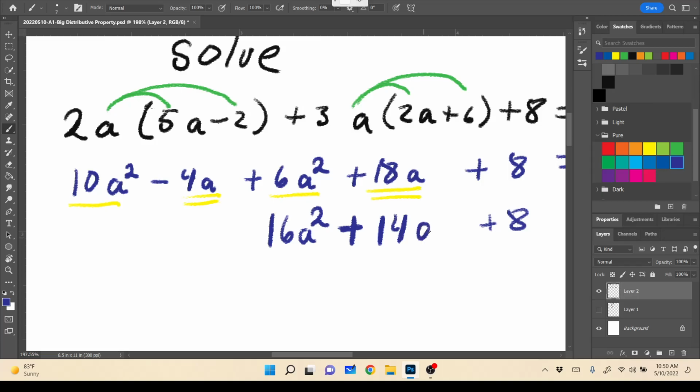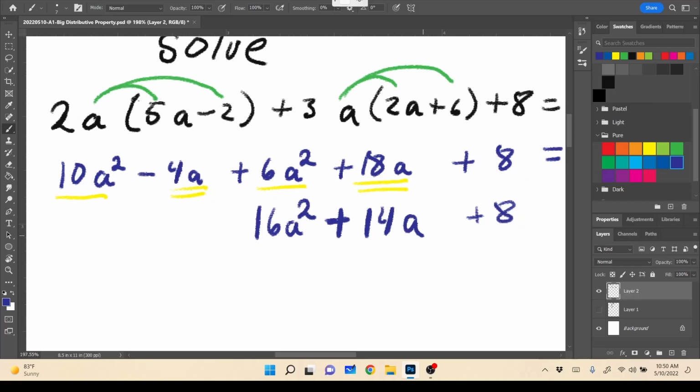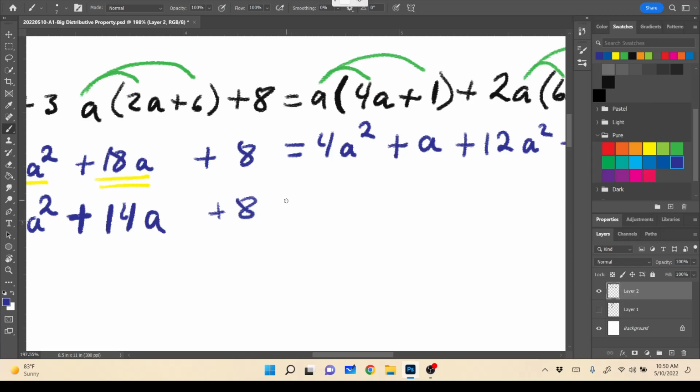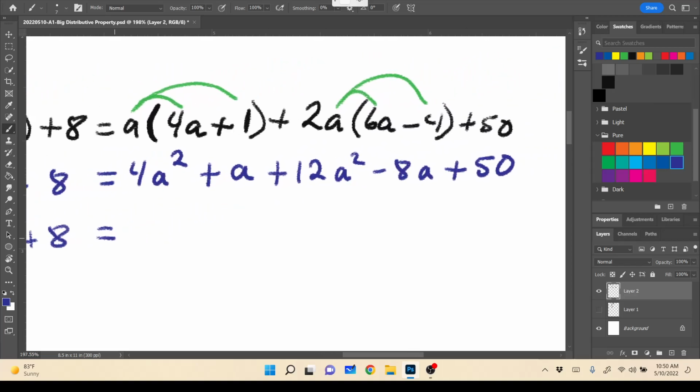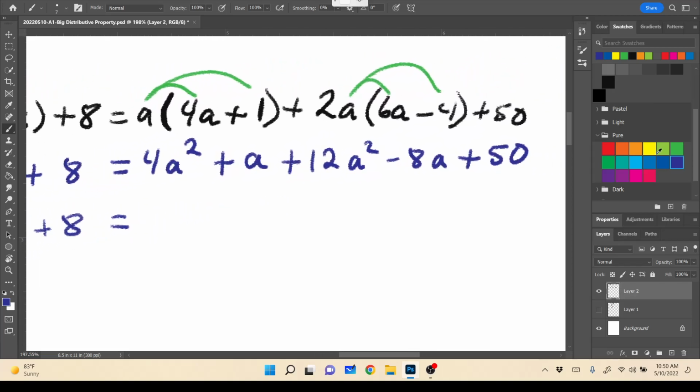Plus 8. And then we bring down the plus 8. We bring down the equals. Does the 4a squared have a friend? Yes. What does he go with? 12a squared. What about the 8a? Yes, negative 8a. And then the 50 doesn't have a friend. What's 4a squared plus 12a squared? 16a squared.